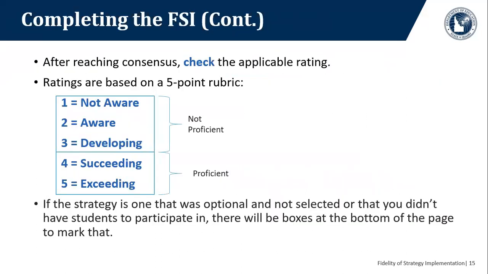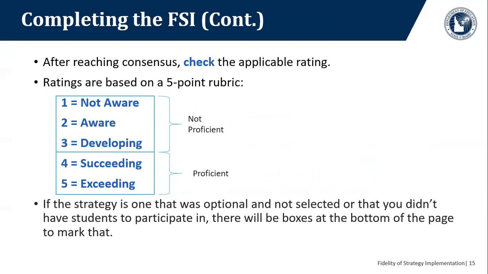All right. As you're completing the FSI, once you've reached consensus, check the applicable rating. At the top of the page, there's a checkbox that you can use to show what rating you would give yourself on a 5-point rubric. It gives a definition of what that may look like if you are a 1, not aware, nothing is happening; 3, developing, you have some things happening; and 4, succeeding, which is the point at which we say we are proficient in this strategy.